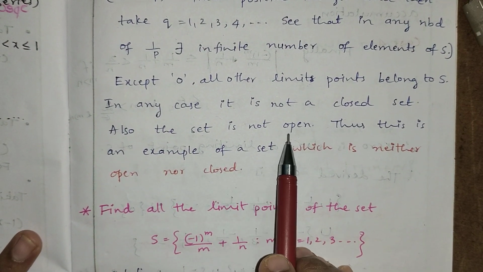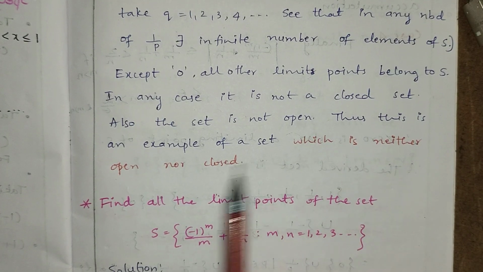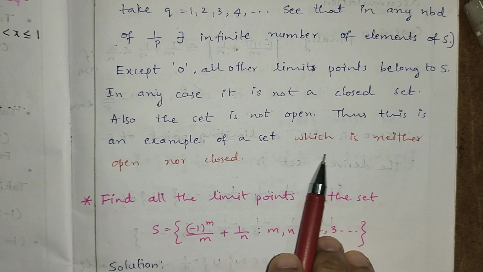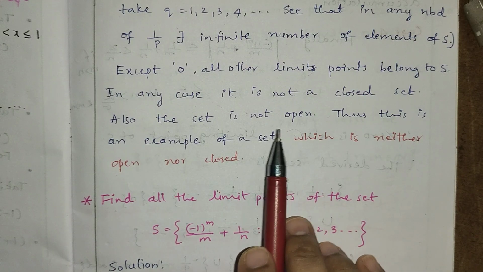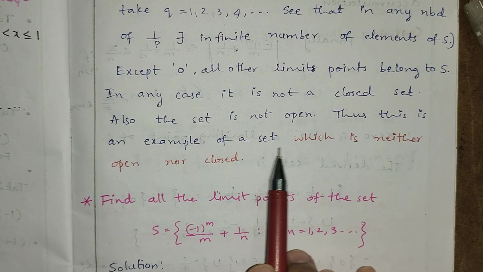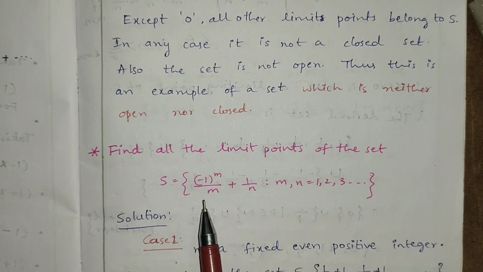Also, the set is not open. Thus, this is an example of a set which is neither open nor closed. This is one of the points you have to remember. Suppose they ask whether the set is open or closed, then the answer is that it is neither open nor closed.